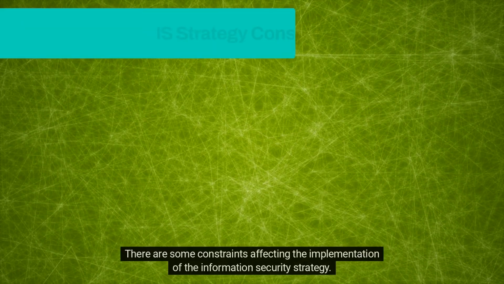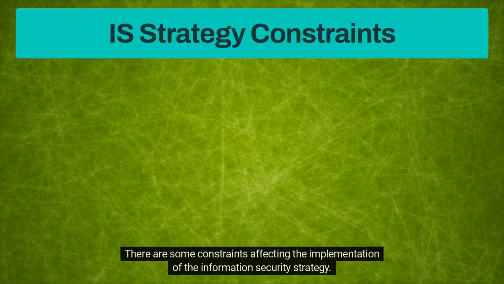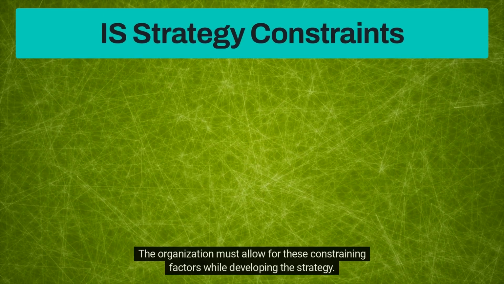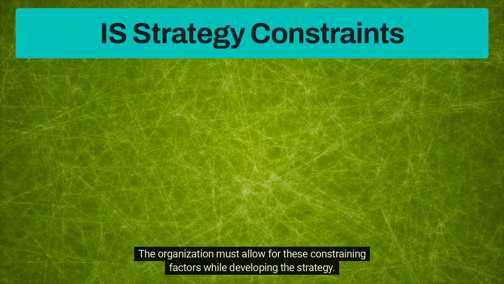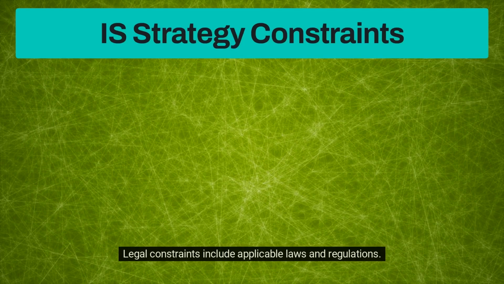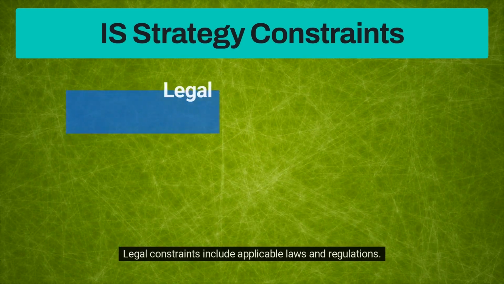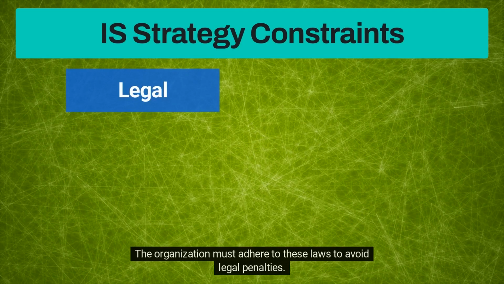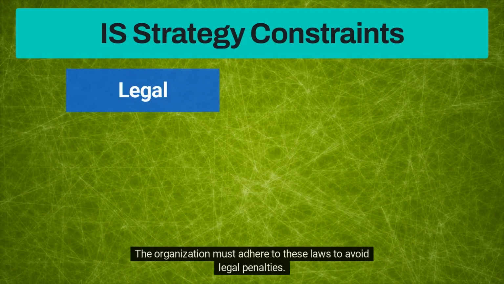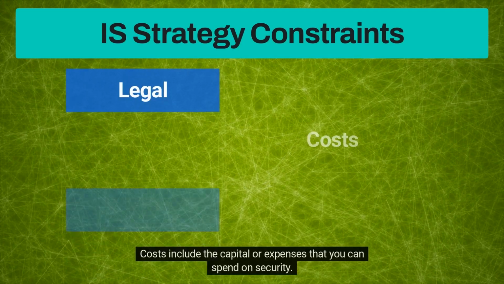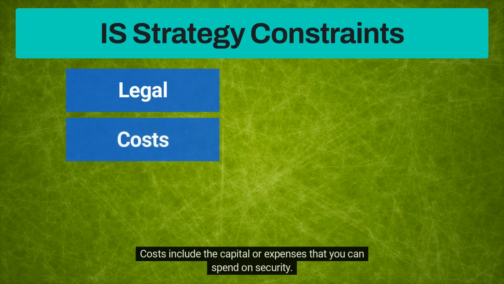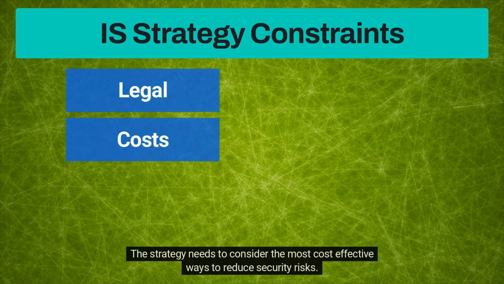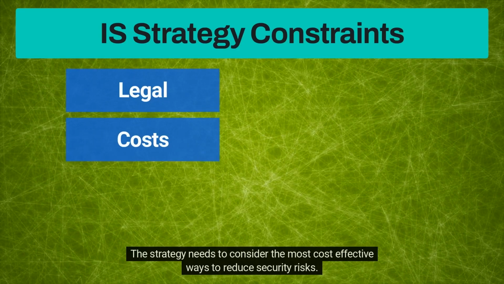There are some constraints affecting the implementation of the information security strategy. The organization must allow for these constraining factors while developing the strategy. Legal constraints include applicable laws and regulations. The organization must adhere to these laws to avoid legal penalties. Costs include the capital or expenses that you can spend on security. The strategy needs to consider the most cost-effective ways to reduce security risks.